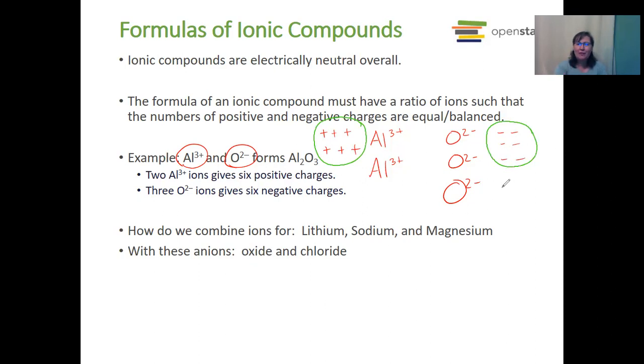Kind of a quick way of doing that is to say, okay, well, if I have my aluminum ion and I have my oxide ion, I can just bring these numbers down, Al2O3. So you can think about it in either way.